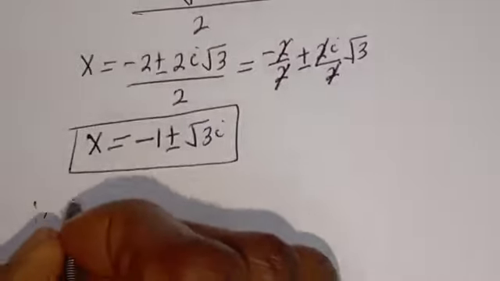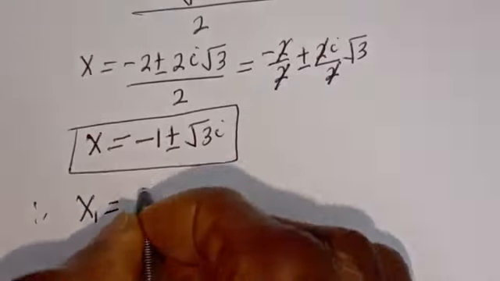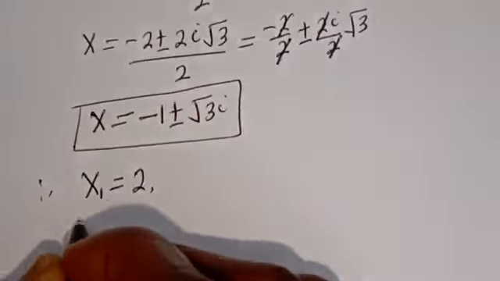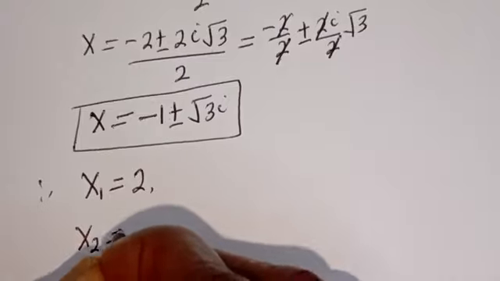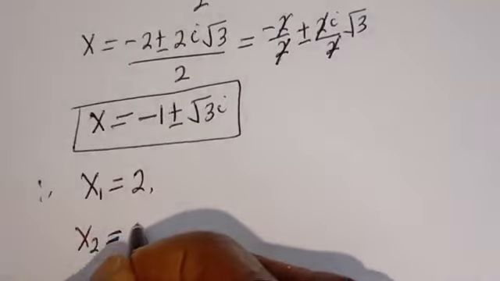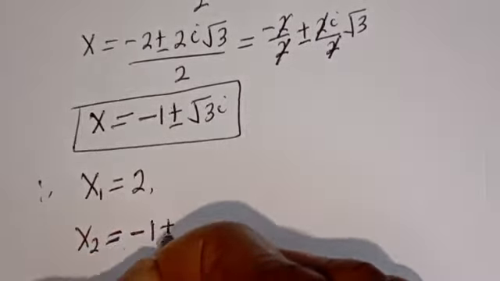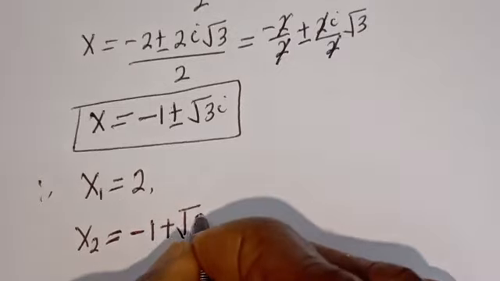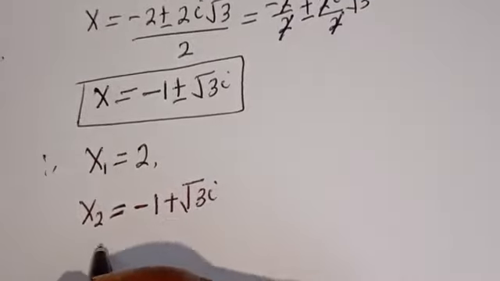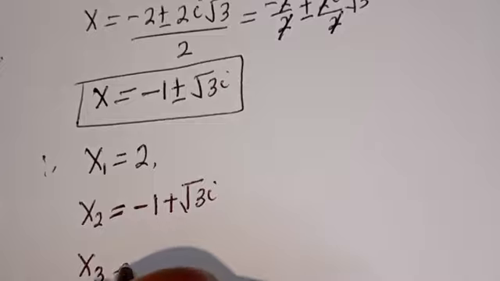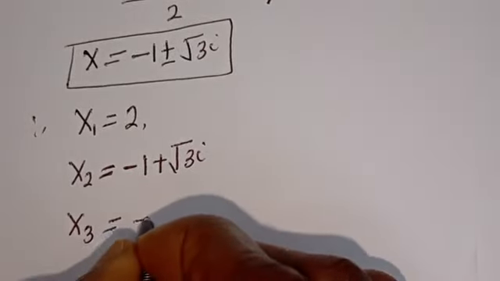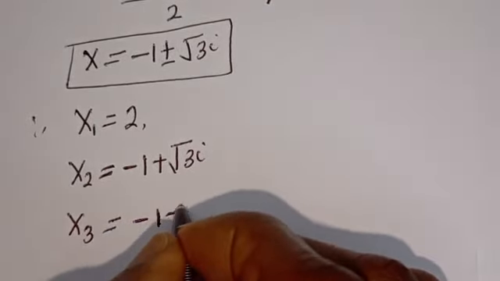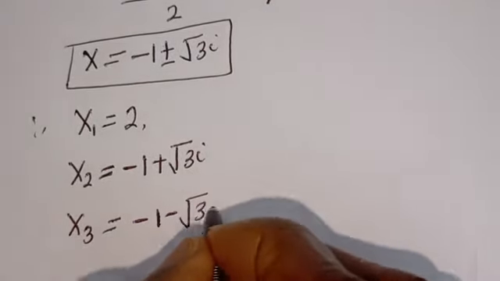Therefore, s1 is equal to 2. Then s2 is equal to minus 1 plus root 3i. And then s3 is equal to minus 1 minus root 3i.